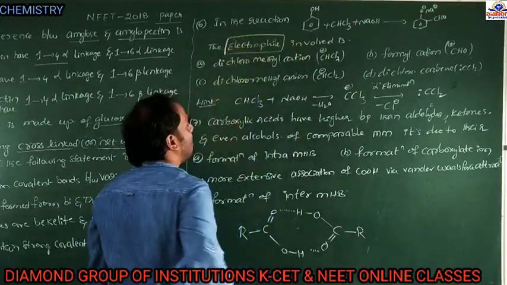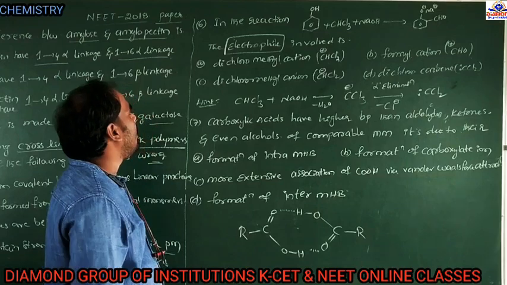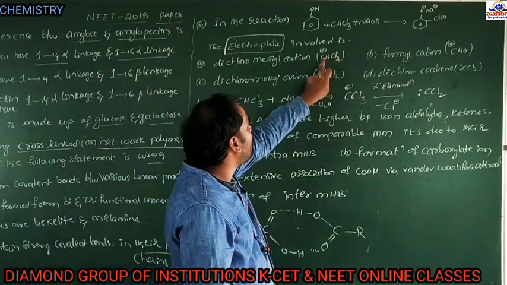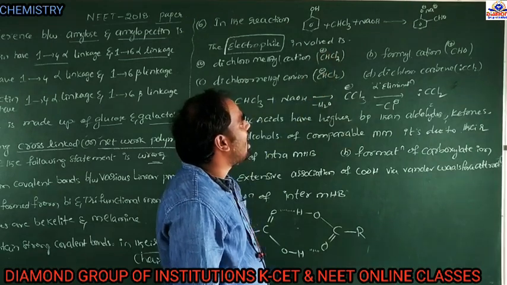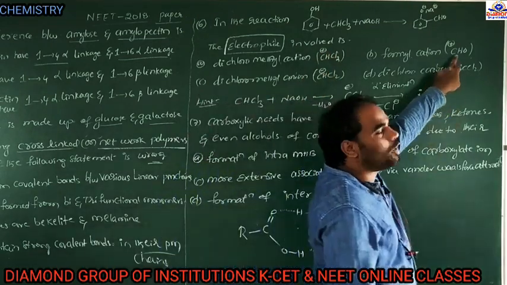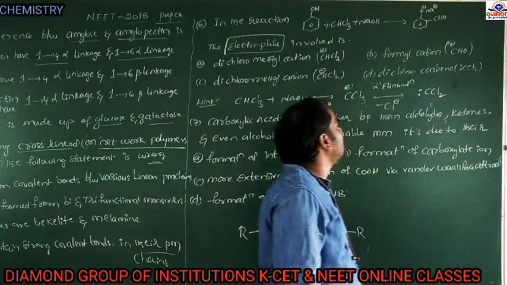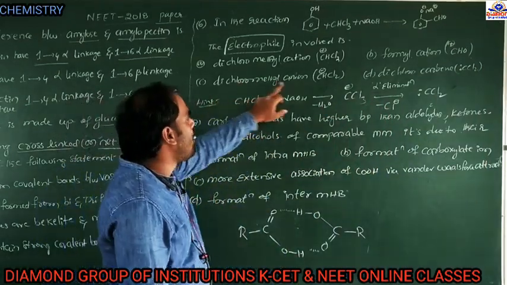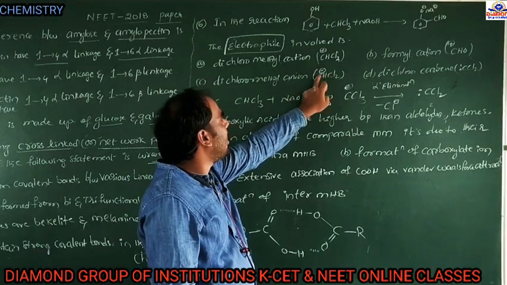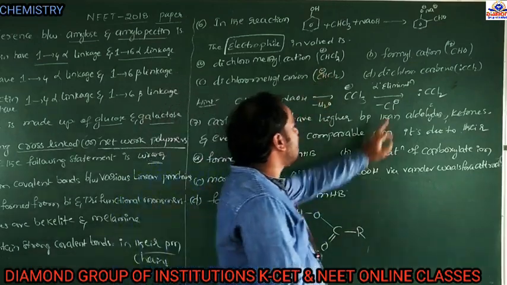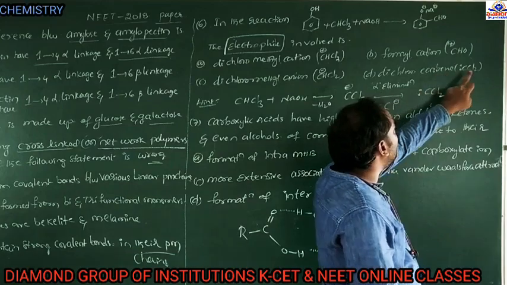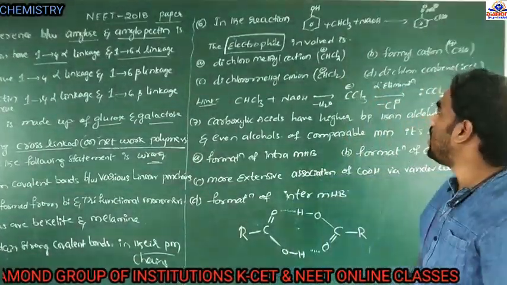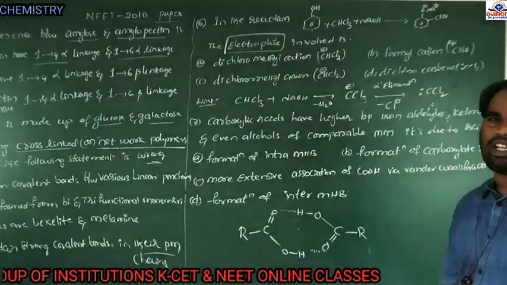What is the electrophile? Option A, dichloromethyl cation. Option B, formyl cation, the aldehyde group CHO. Option C, dichloromethyl anion. Next, option D, dichlorocarbene. So in this reaction, which one is the electrophile?